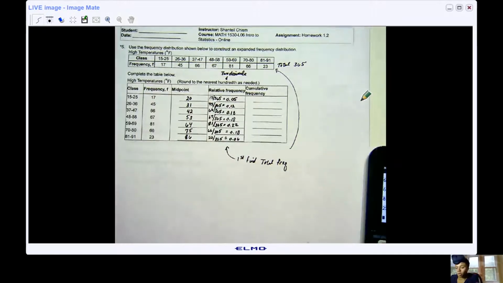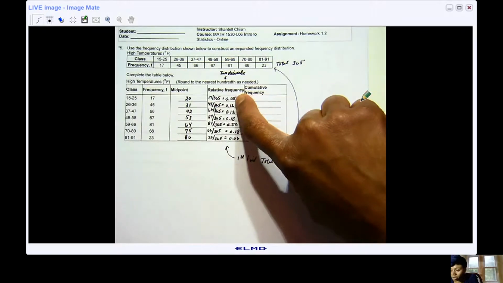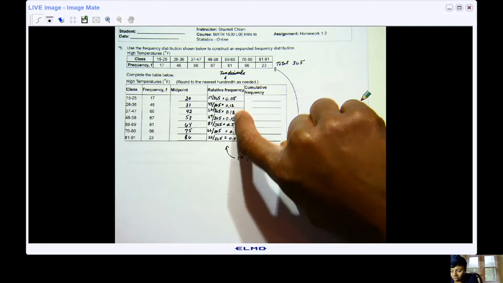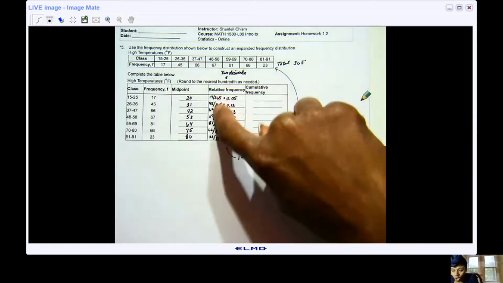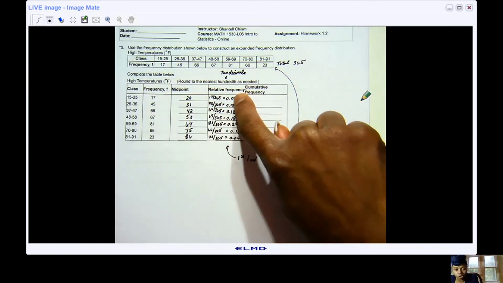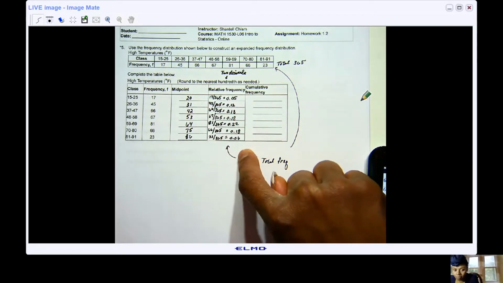Okay, so again, you would be showing your answer to 2 decimal places, 2 places after the decimal. Okay, you won't show the fraction. I only showed you the fraction so that you would have an understanding of where these numbers came from, when you go back and look.